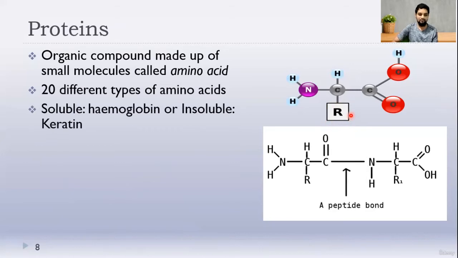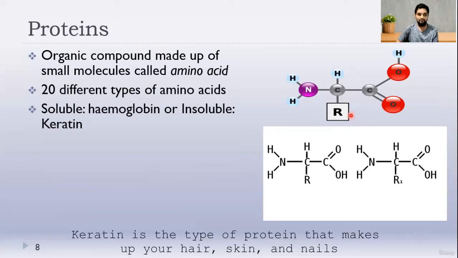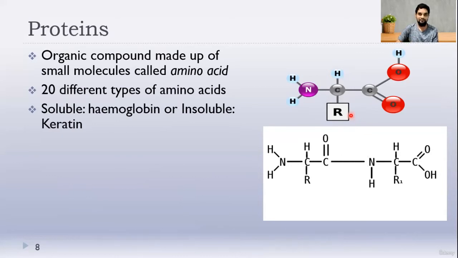Some proteins are soluble. An example of a protein that is soluble is hemoglobin. You should know why it is important for some proteins to be soluble. The hemoglobin, for example, transports oxygen. Some proteins are also insoluble. For example, keratin, which is the protein that is found in our hair structure.